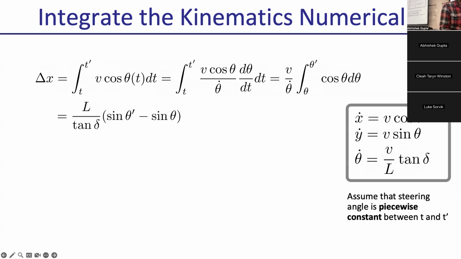Okay, so the way we work it out is multiply and divide. Note that steering angle is constant means theta dot is constant. Take those things out, integrate. That's it, right? So that gives you delta x.